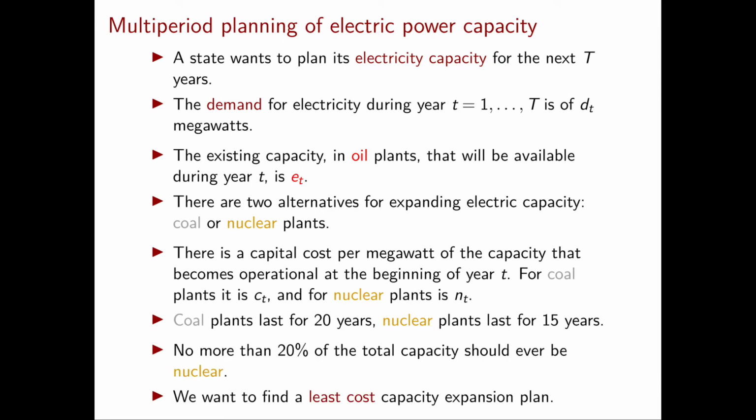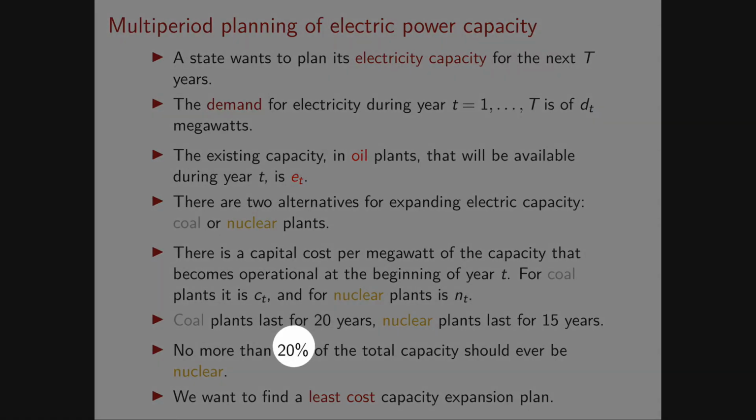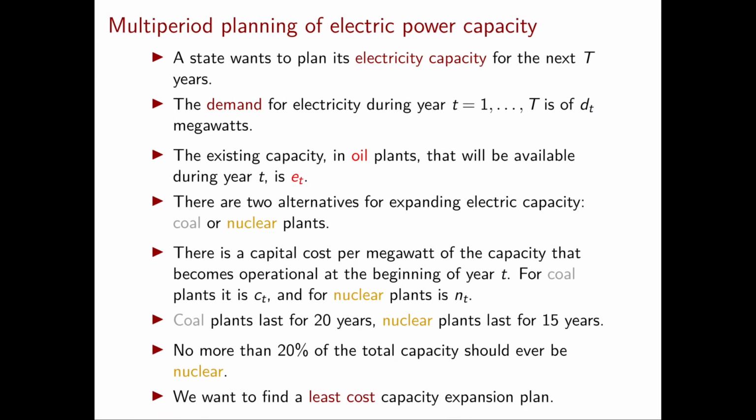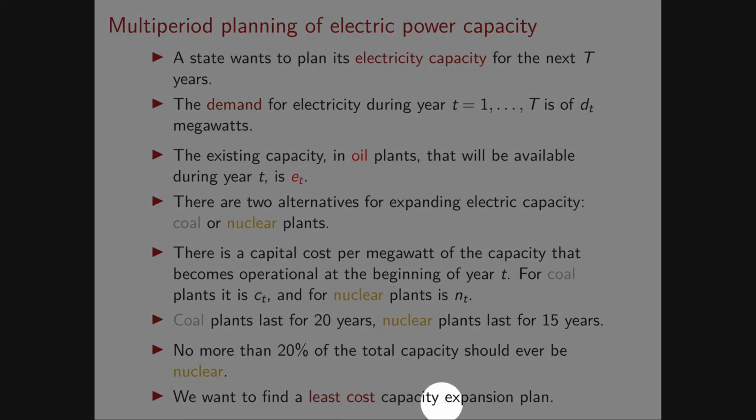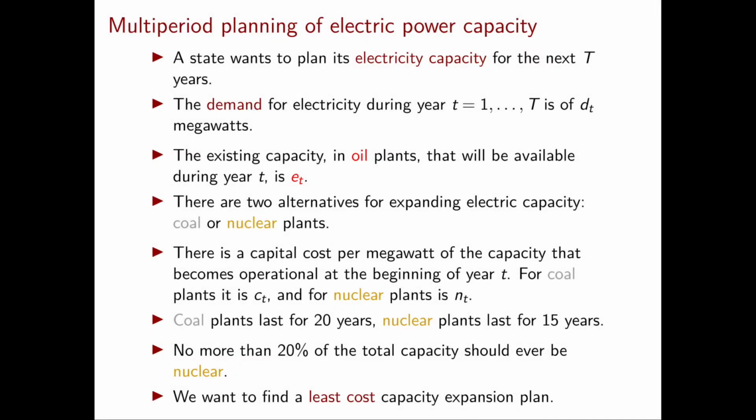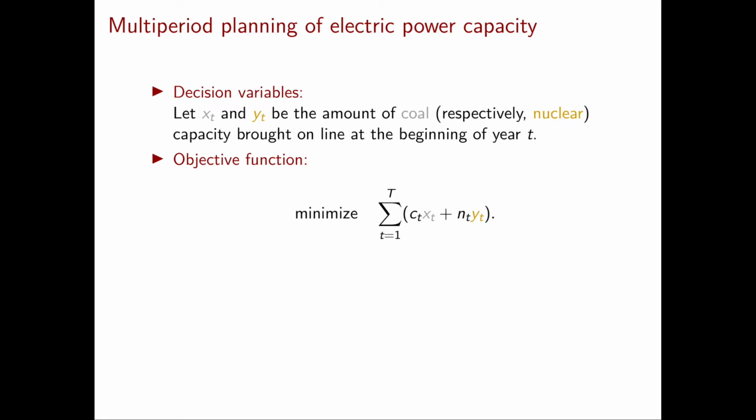To conclude the description of this optimization problem, there's only one more constraint that we have. In fact, for political reasons, we know that no more than 20% of the total capacity in each year should ever be nuclear. Of course, our task is to find a least cost capacity extension plan which must meet the demands. Once again, the very first thing to do is to decide which are the decision variables.